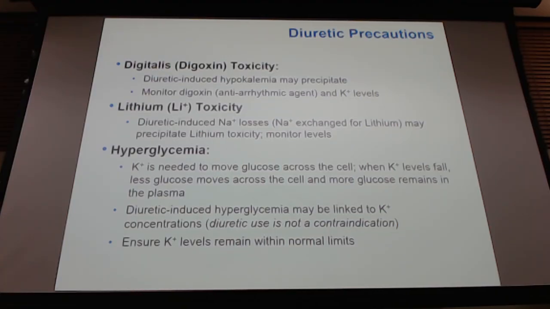And so we'll monitor digoxin and the potassium levels when they're on this medication, with loops, or not loops, but diuretics in general. With lithium toxicity, we have diuretic-induced sodium losses. Our kidneys think that sodium and lithium are the same. And so because our body has lower sodium, the body will retain lithium more. And that leads to the toxicity.